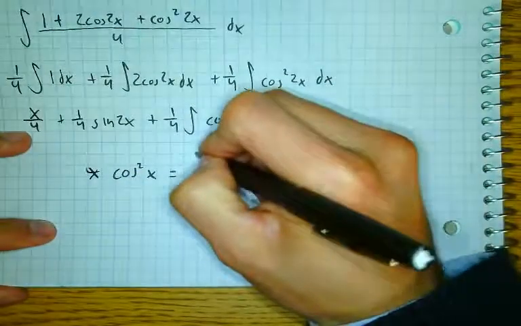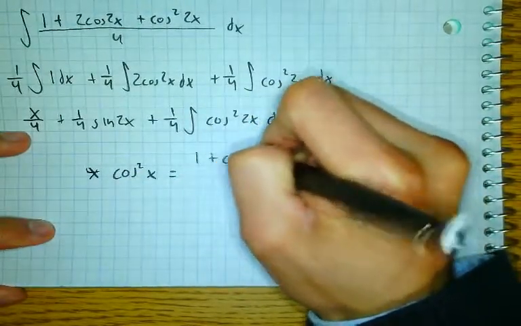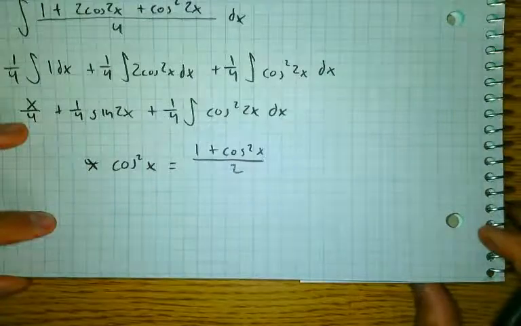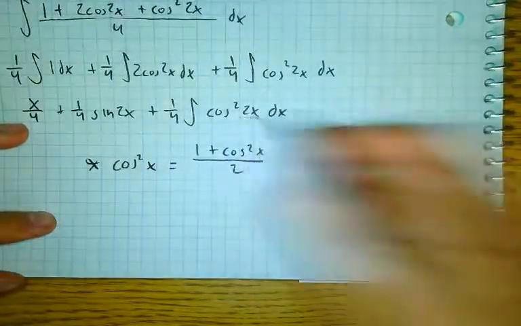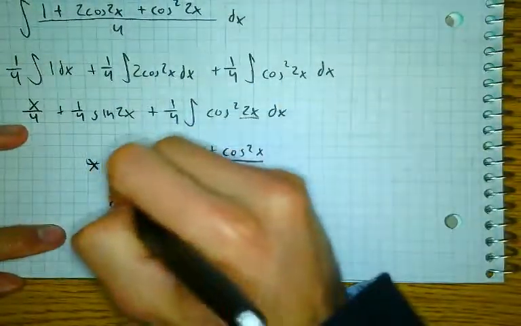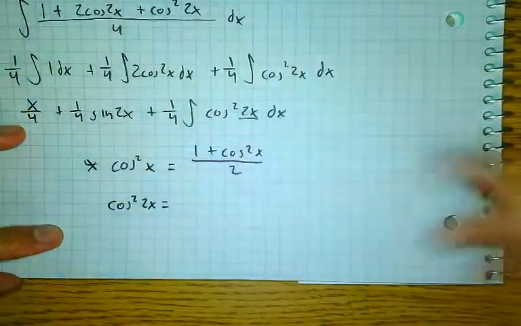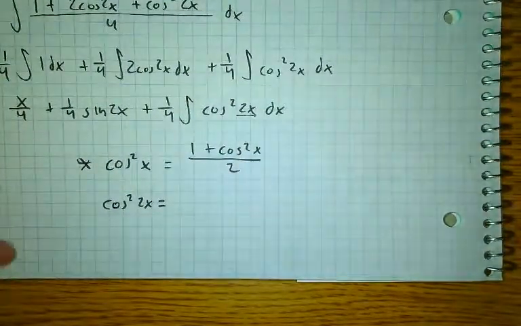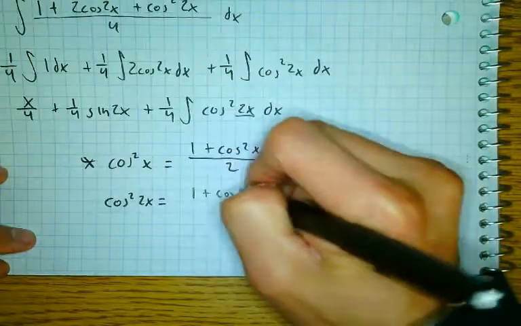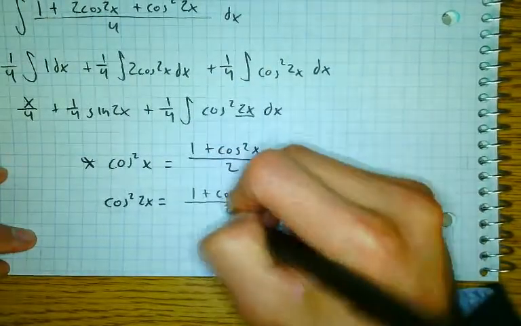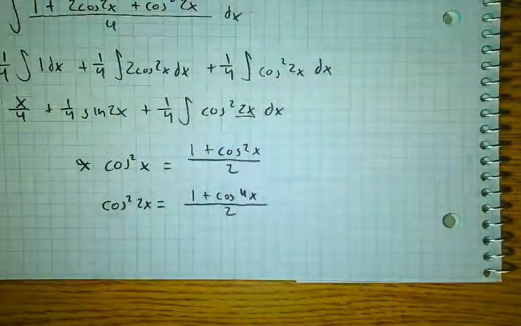Equal to 1 plus cosine 2x over 2, right? What would happen if I have a cosine squared 2x? 1 plus cosine, why is it a 4x?